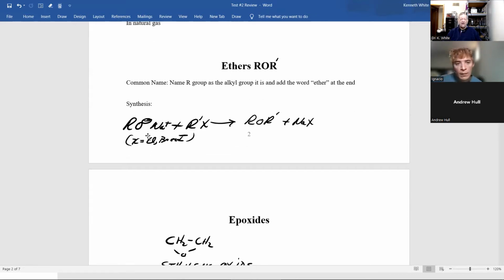Now, how do you make ethers? The Williamson ether synthesis. If you take an alkoxide, RO minus Na plus, and an alkyl halide, R prime X, where X can be chlorine, bromine, or iodine, you get an ether. Remember, the oxygen in RO minus bonds to the carbon that has the halogen in R prime. Again, the carbon with the halogen is what bonds to the oxygen, and you get a salt too.